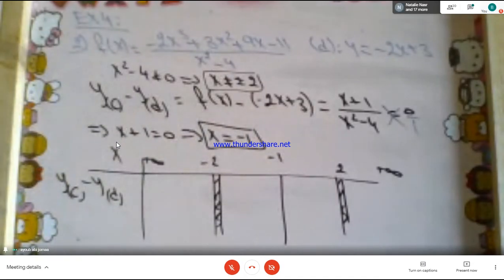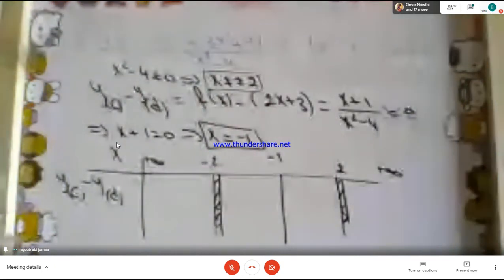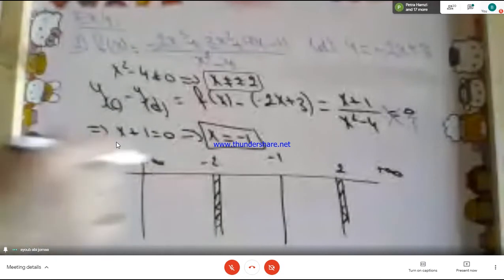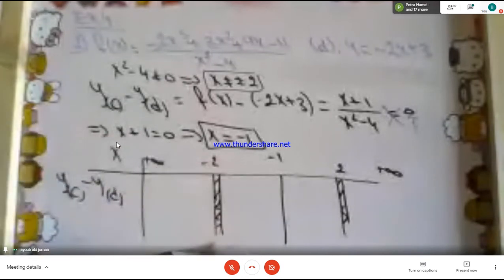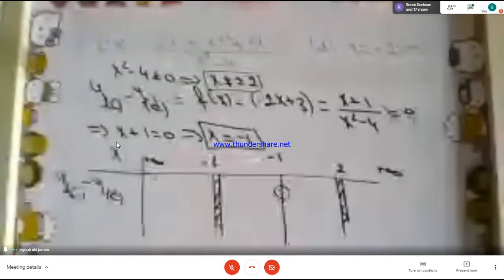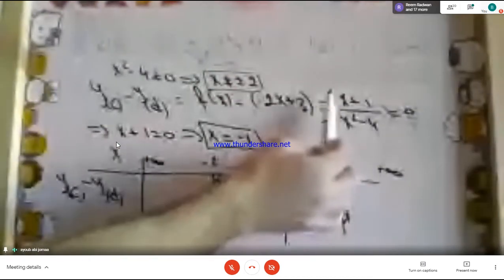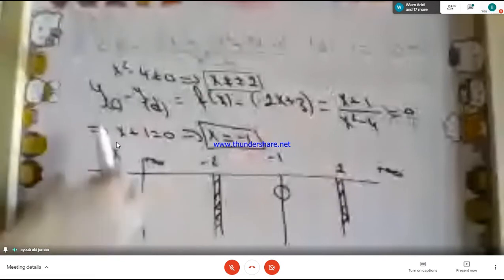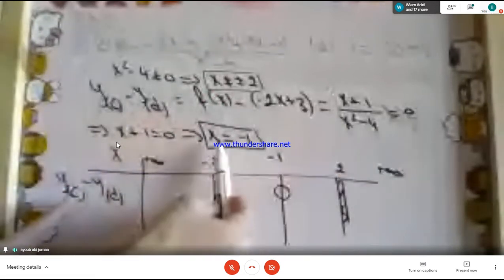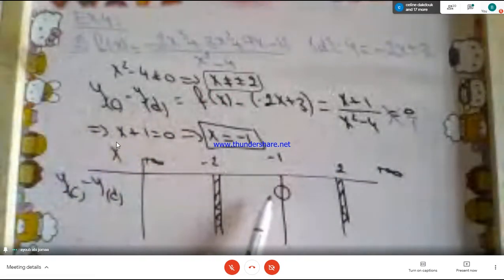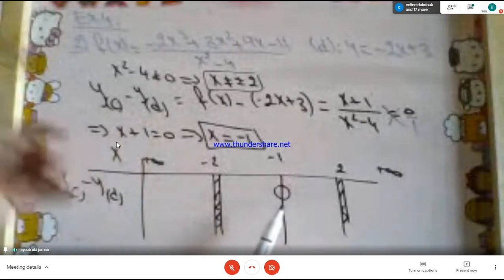Okay? Right. Now, for the signs, do you still have any questions before I continue? Okay, no questions. Now, for the signs, we have 0 at x equal negative 1. Right. yc minus yd is equal to 0 when x equal negative 1. Here it will be the point of intersection between the curve and the line.